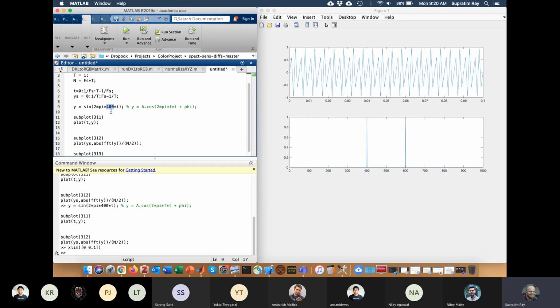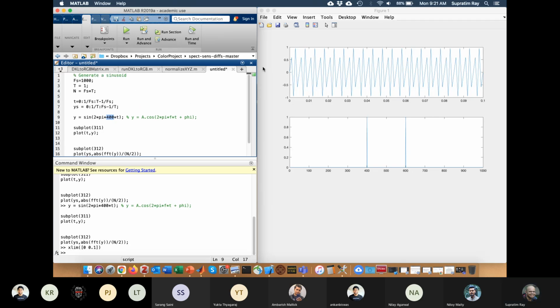Okay, so 400 hertz means a period of 2.5 milliseconds. Okay, and I am sampling every millisecond. So I'm only catching 2 or 3 points per oscillation. So it looks like a very distorted waveform. You can't really tell whether this is a sinusoid or not.